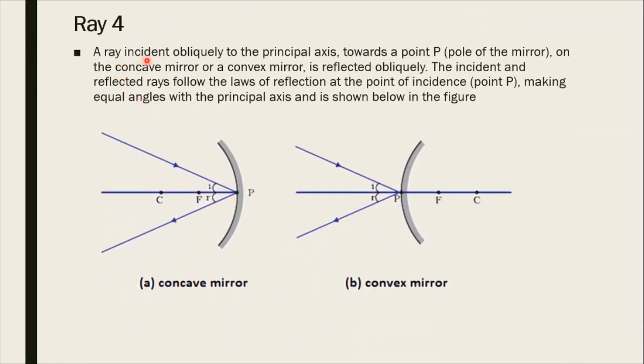Now this ray can be any ray that is incident obliquely onto the principal axis and strictly towards the point P, that is the pole of the mirror, on the concave mirror or the convex mirror, and it is worth noting that this ray is reflected obliquely as well. Now the incident ray and the reflected ray follow the laws of reflection at the point of incidence, which is the point P or the pole of the mirror, and thus it makes equal angles with the principal axis as shown in the figure.